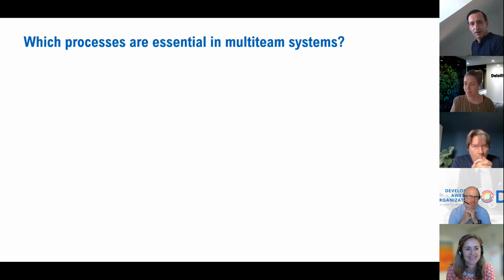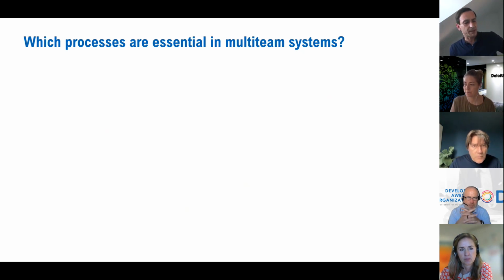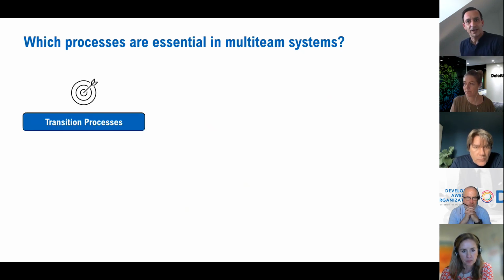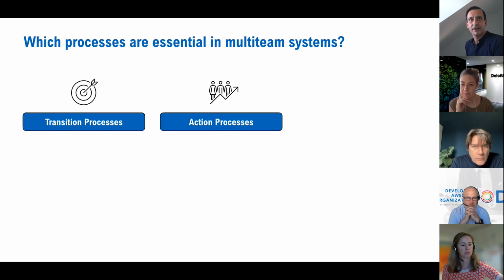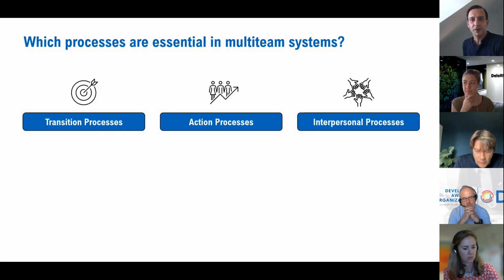So looking at the theory now, what is important and which processes are essential in multi-team systems. I follow here really great work from Marks and colleagues who developed a taxonomy of teamwork processes that can also be easily applied to multi-team systems. On the one hand, we need processes that are delivered and carried out during the transition phase. We have processes that are relevant for the action phase. And spanning both phases, we also need interpersonal processes.